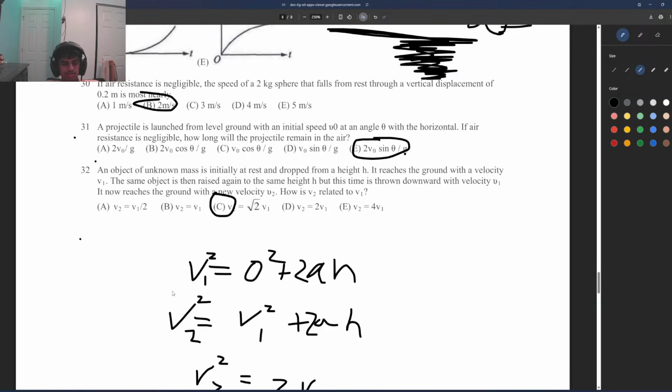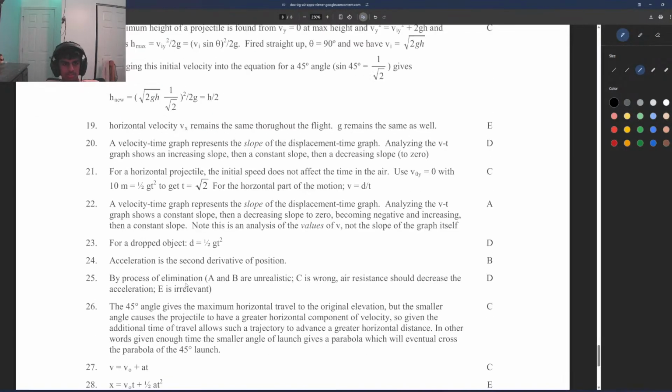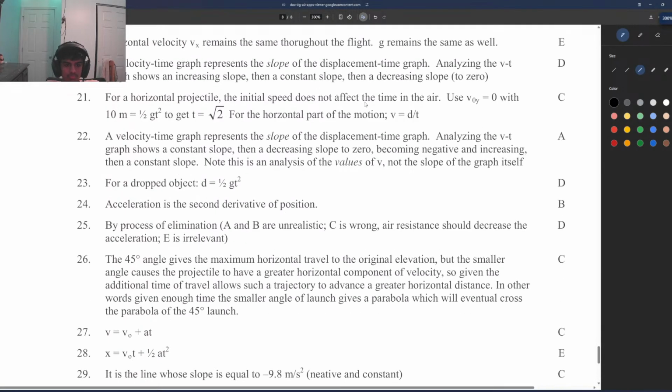So let me read that again. Oh, you want to read the explanation? Yeah. The 45-degree angle gives maximum horizontal distance down to the original elevation. The smaller angle causes the projectile to have a greater horizontal component of the velocity. So given the additional time, it will eventually cross the... What the hell?